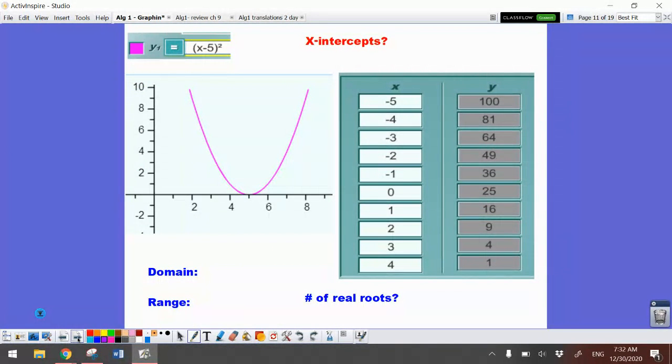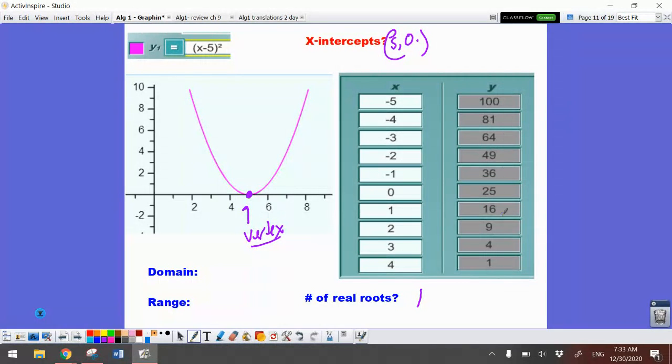Okay, what about this one? Does it have any x-intercepts? It only has 1. And that value is 5, 0. It's right here. Now notice how this is also my vertex.